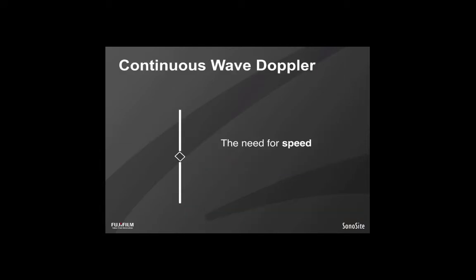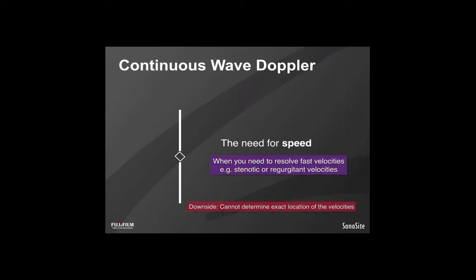Now, the good news is that for fast-moving flows and for high-speed jets, we can use something called continuous wave. So continuous wave is the tool we use when we're interrogating very fast velocities. And regrettably, however, we will lose the spatial precision that we enjoyed with pulse wave Doppler. So continuous wave offers us the ability to resolve the fast jets, but can't provide us the exact location of these jets.